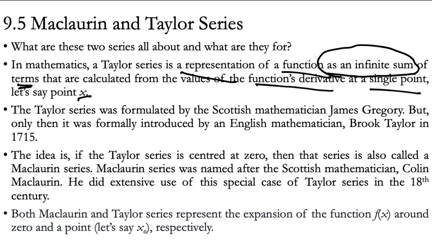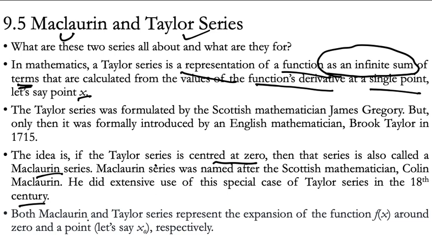Now, if the Taylor series is centered at zero, instead of a certain constant, then that series is called the Maclaurin series. That's why you learn Maclaurin first, then you go to Taylor series. The Maclaurin series was named after the Scottish mathematician Colin Maclaurin. He used this extensively as a special case of the Taylor series in the 18th century. So you can imagine mathematicians at that time were already studying very sophisticated terms.